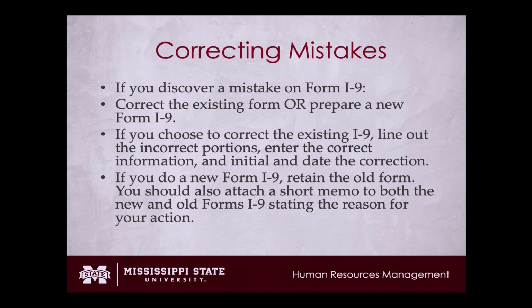Correcting mistakes. If you discover a mistake on the Form I-9, correct the existing form or prepare a new one. If you choose to correct the existing I-9, line out the incorrect portion, enter the correct information, and initial and date the correction. If it's on page 1 that the employee completes, the employee would need to do this. You cannot make the corrections for the employee.